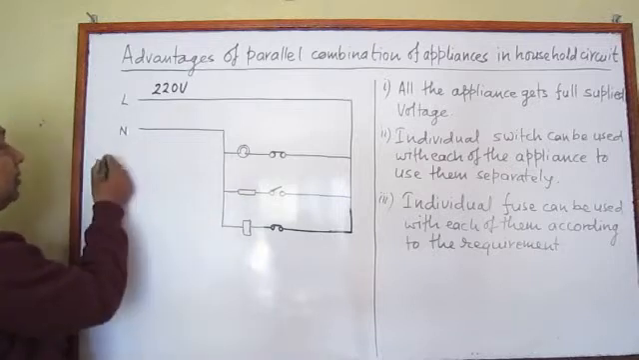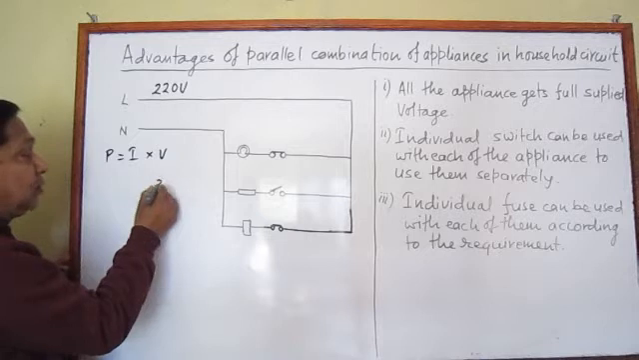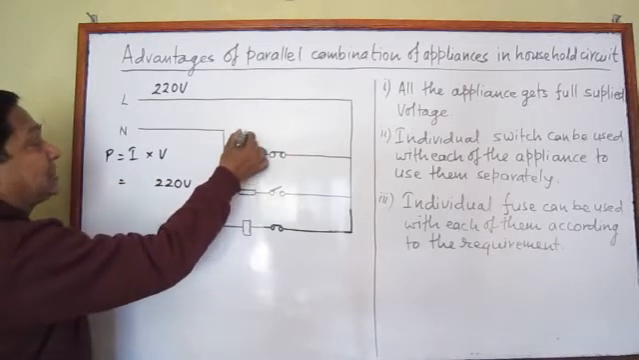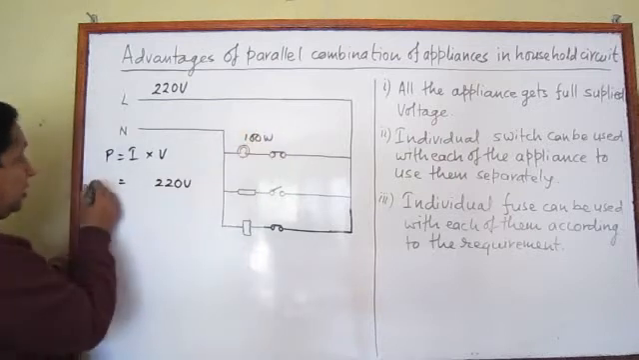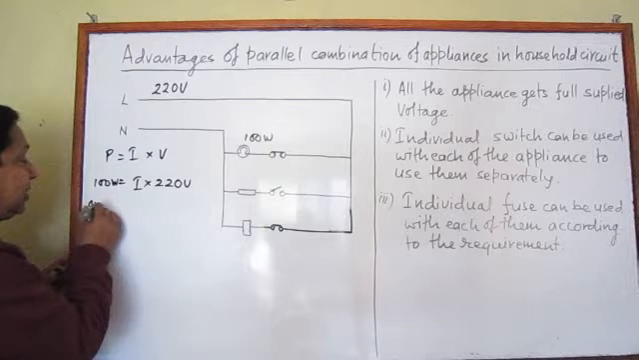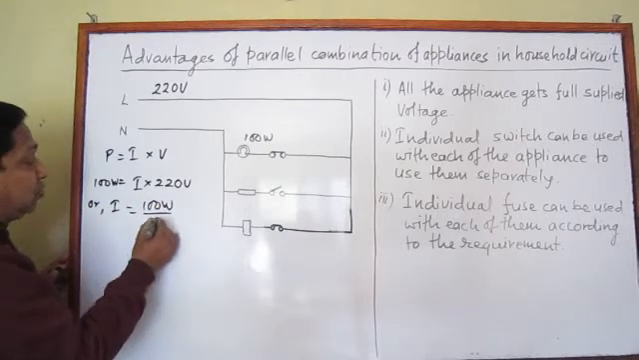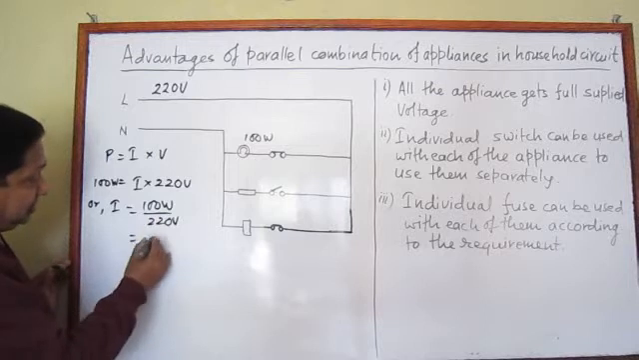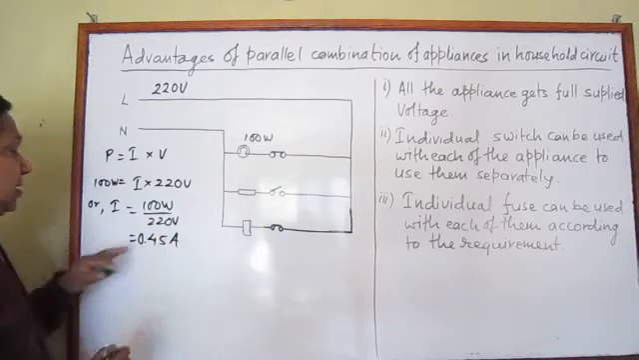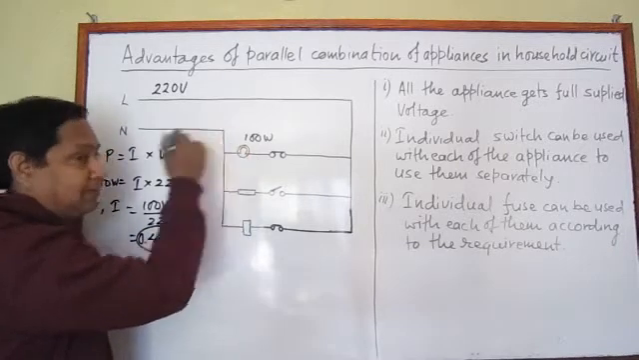Now let's take an example, power equal to current into voltage. All of them are getting the same voltage, 220 volt. And power of the bulb, let's say it is 100 watt, then how much current it requires can be calculated easily. I equal to 100 watt divided by 220 volt. If we divide, then we'll get this result, 0.45 ampere. It means this much current is pulled by this bulb to run.